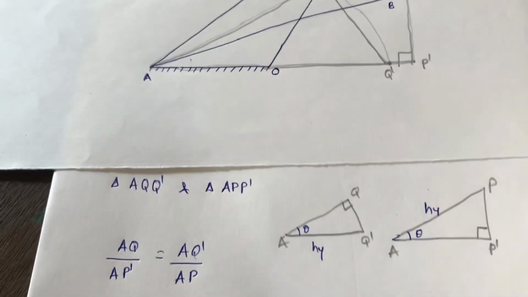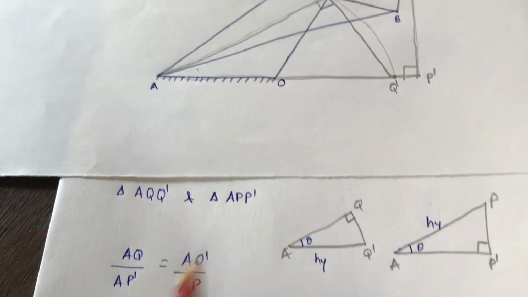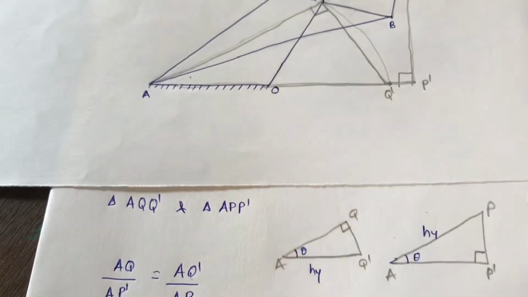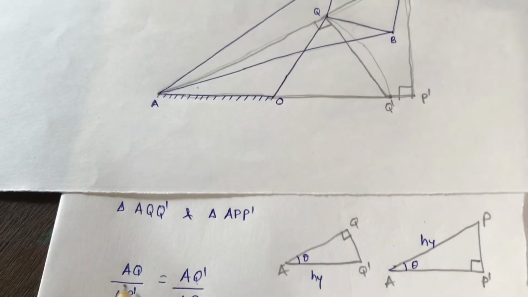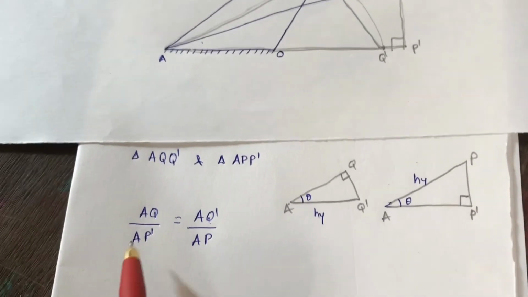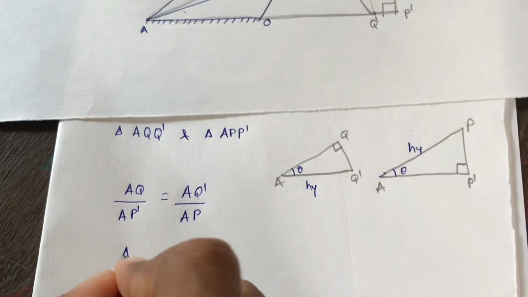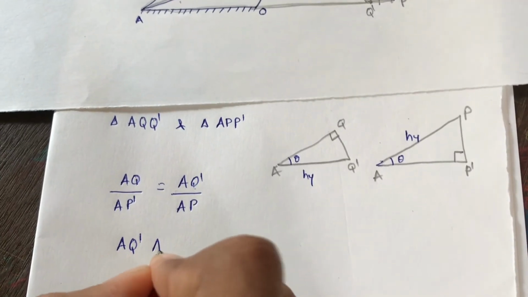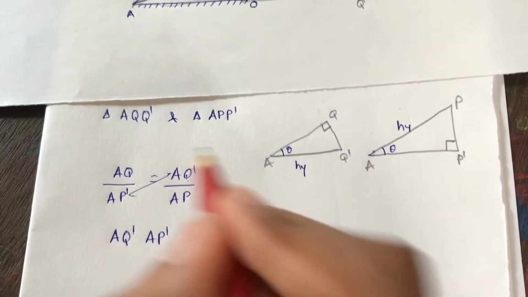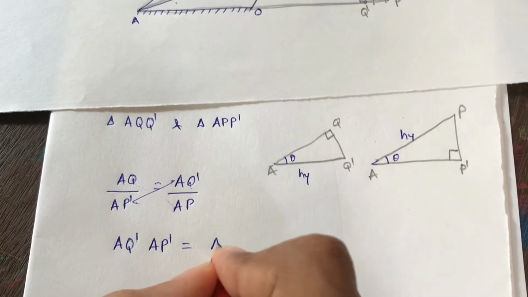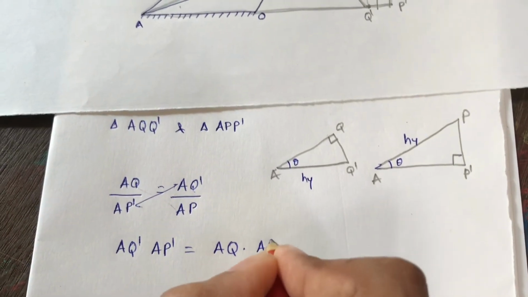Why did I write this ratio? Because I want to prove that AP dash is a perfect straight line. So I will prove it is a perfect straight line. For that, let us consider cross multiplication. So you will have AQ dash multiplied by AP dash over here, and AQ into AP over here.